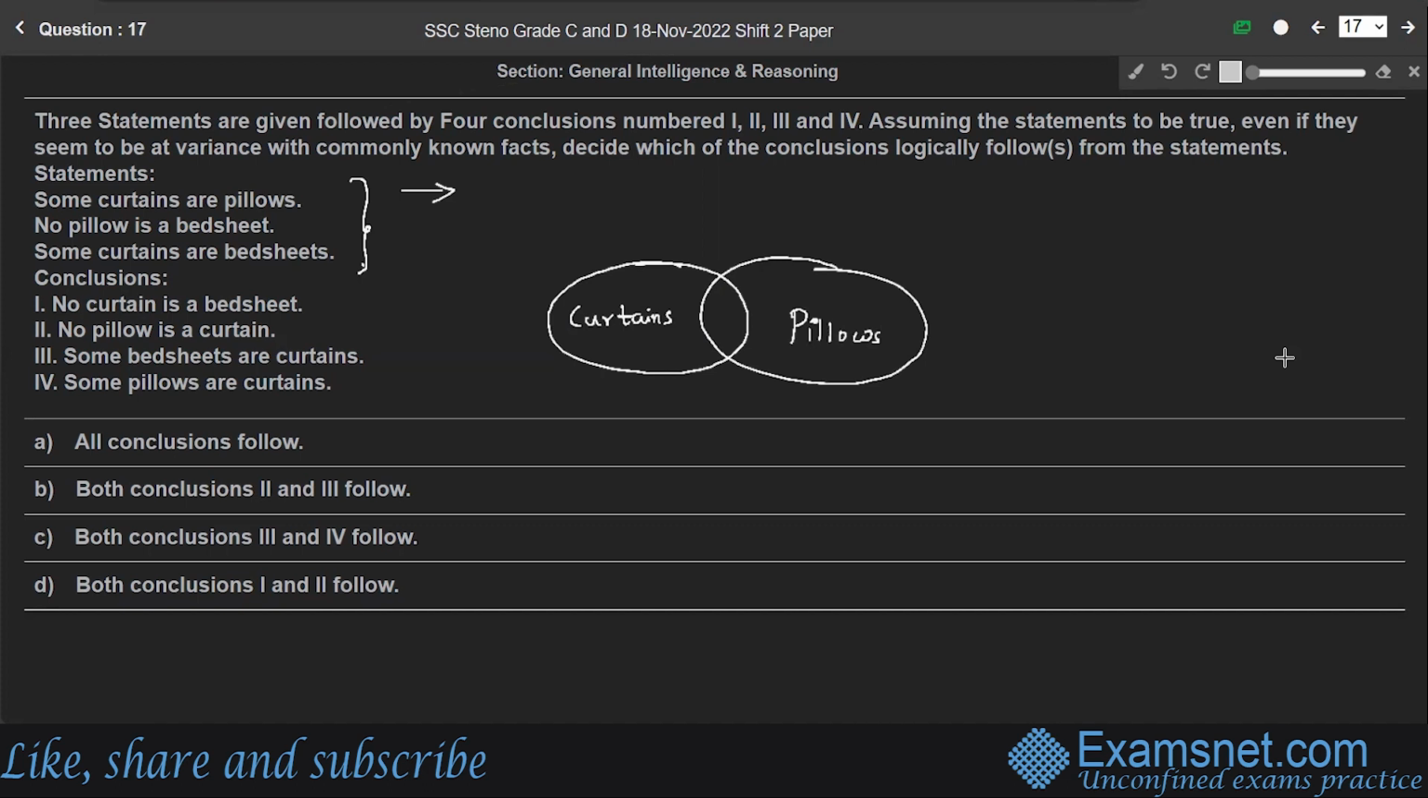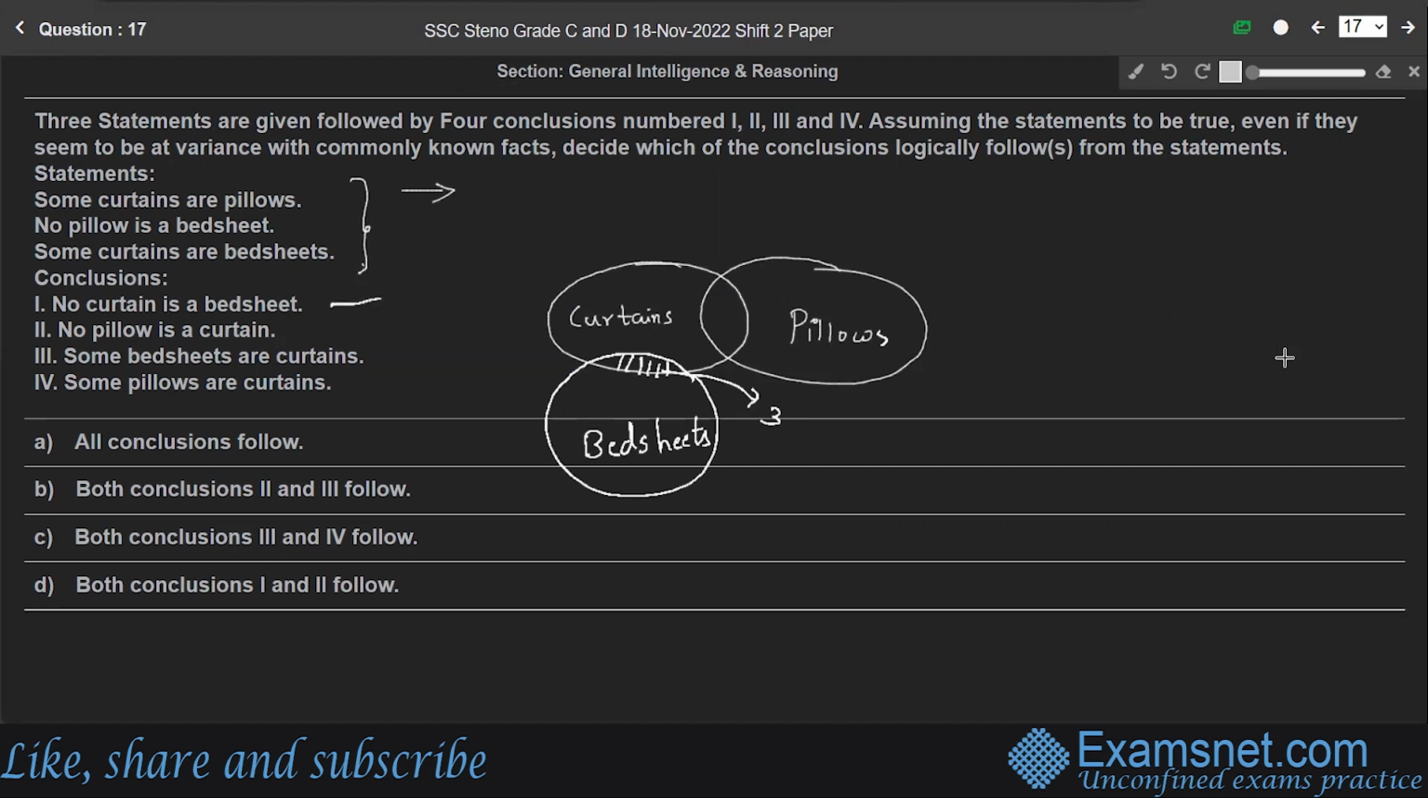And no pillow is a bed sheet. There is no relation between set of pillow and bed sheet. No pillow is a bed sheet. Then some curtains are bed sheets. Therefore, we have to take the set of bed sheets here. Some curtains are bed sheets. Therefore, set of bed sheets will be here. So this is third statement. There is no relation between pillow and bed sheet.